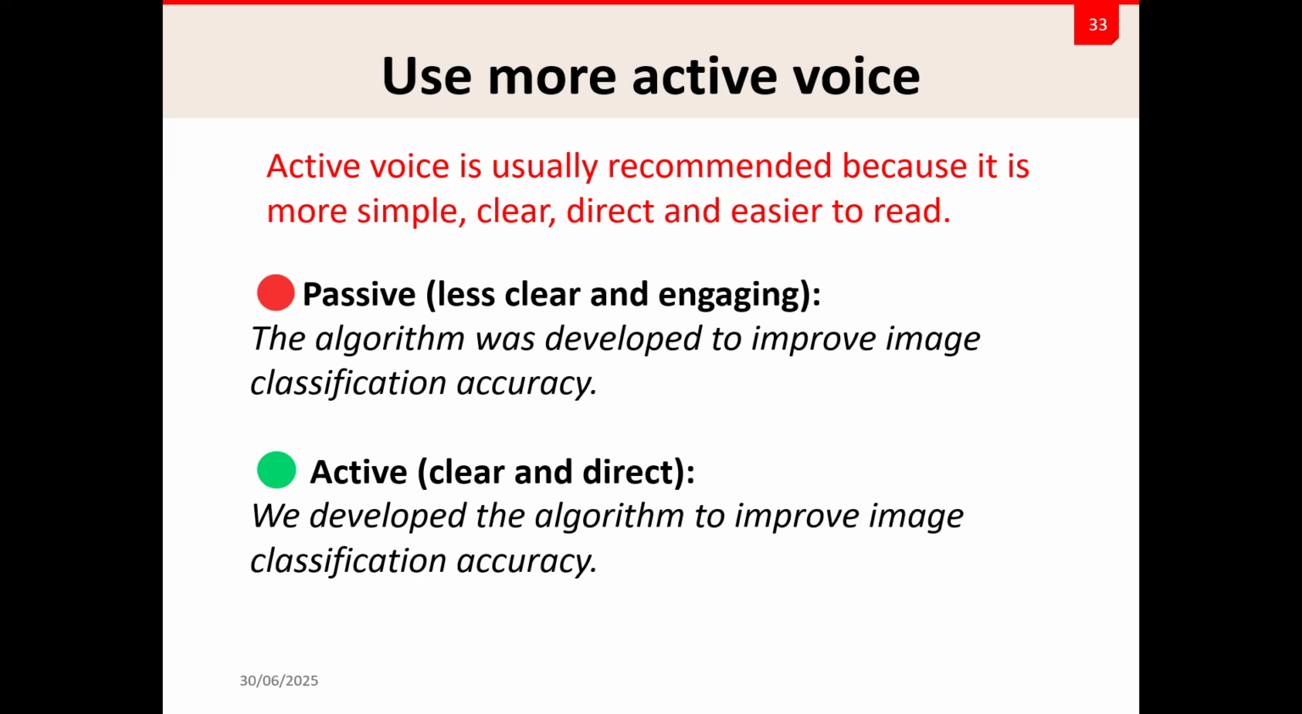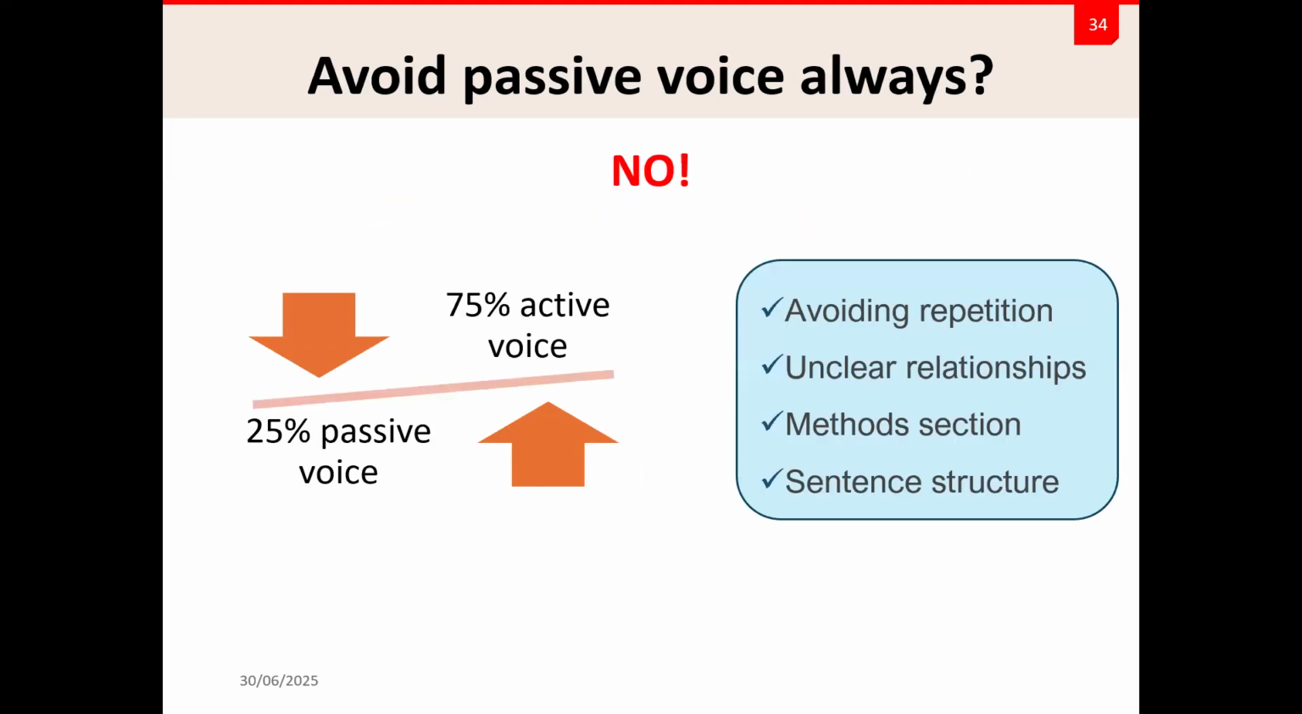So does that mean we should always avoid passive voice? Not at all. We should not avoid it. You could use 70% active voice and 30% passive voice. Passive voice is still useful to avoid repetition and to avoid unclear relationships. Mostly you could use passive voice in the methods section, and to maintain the sentence structure. It's okay to use the passive voice, but it is highly recommended to use more active voice in journals because it's easy to catch.